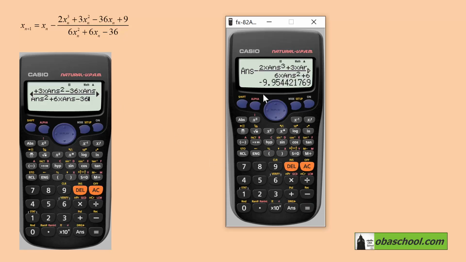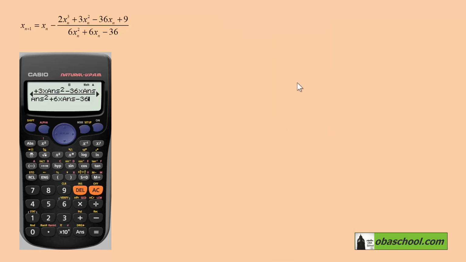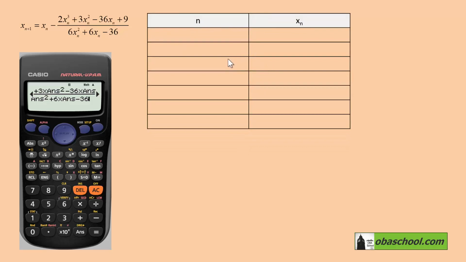If I press equals, we get x1. If I press equals again, we get x2. And so using that technique, it's easy to build up a table. So x0, we know that we started at 1.9. We could see from my calculator that x1 ended up at -9.95. Our x2 is going to be -7.33, and so on. Each time we press equals, we get the next iteration.